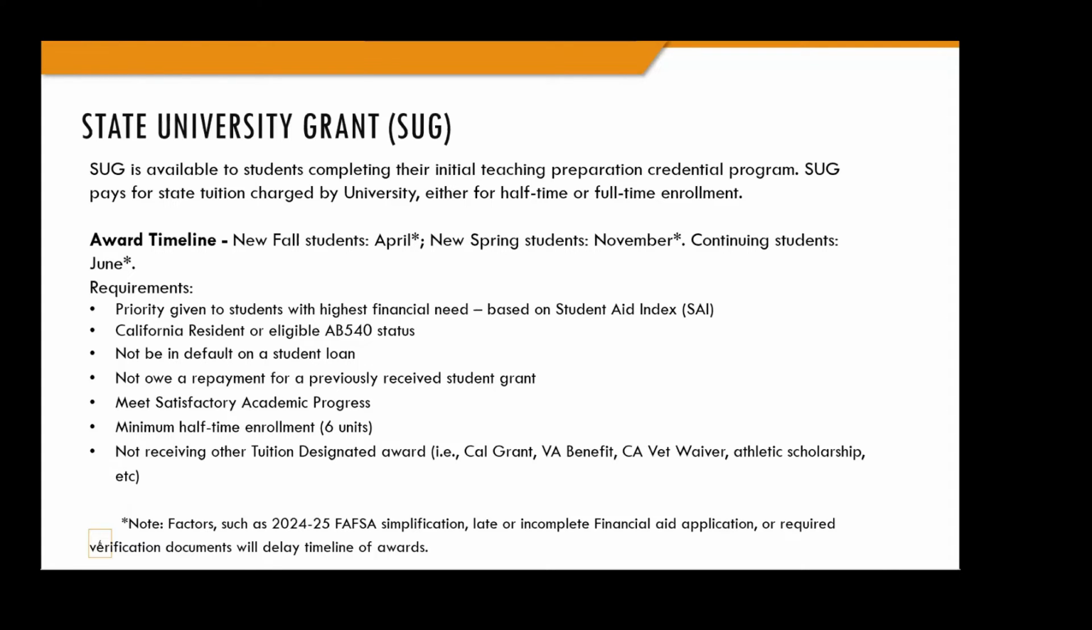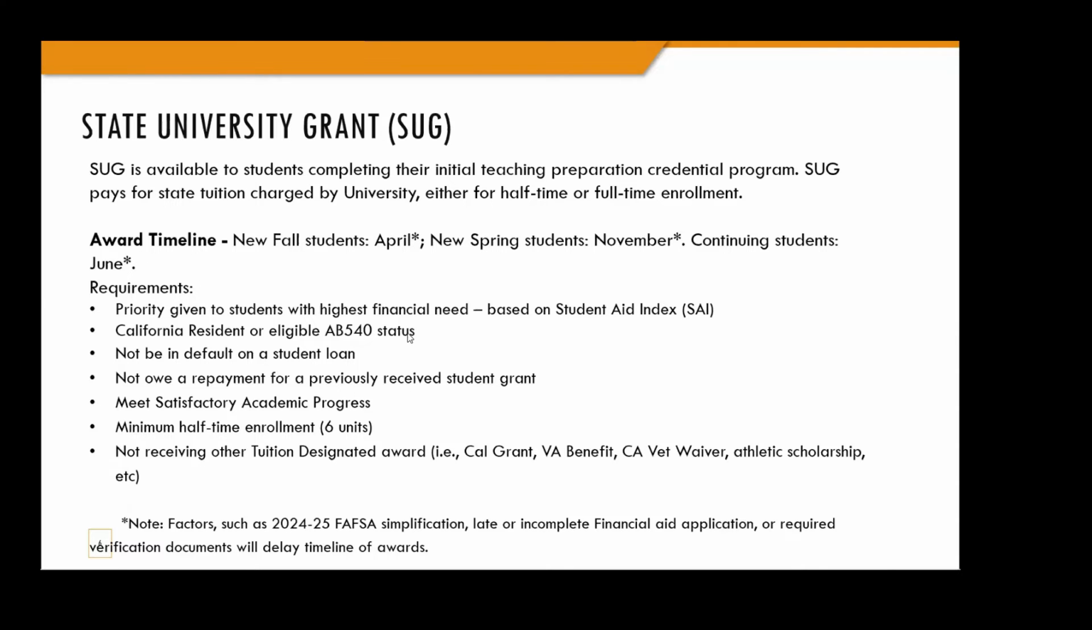But it could be not just because of FAFSA simplification. There are various factors, depending on whether you complete your application on time, or if you have missing information like verification documents. All of these things can impact the timeline of your actual offer. So just make sure that when you submit your application, you are checking your email and checking your tasks on your homepage to see if there's anything pending on your end. But yes, for the upcoming award year, there will be some delays because we are still working on getting our system ready to load the new applications.